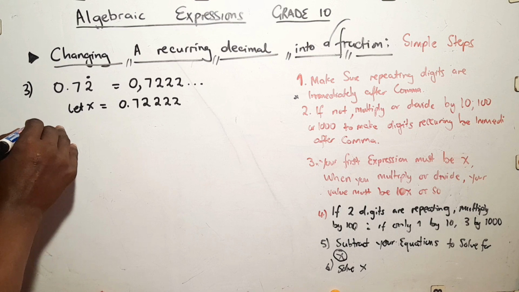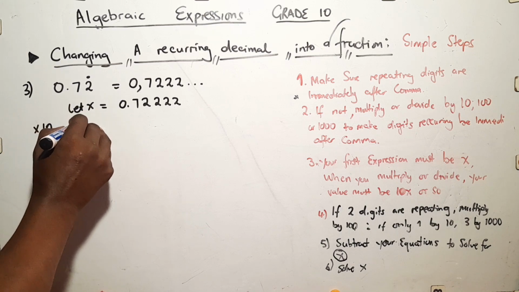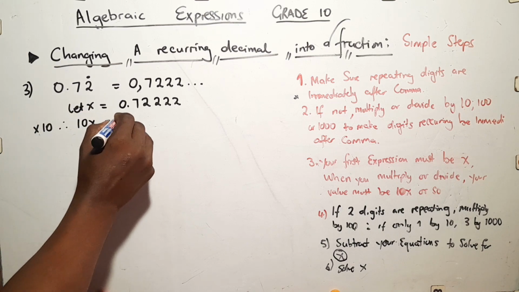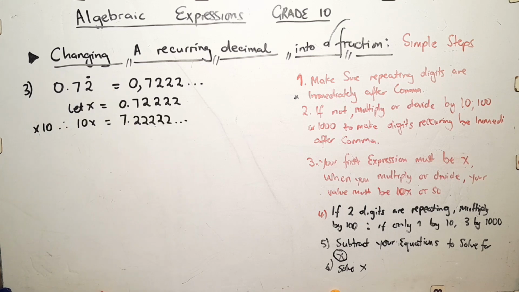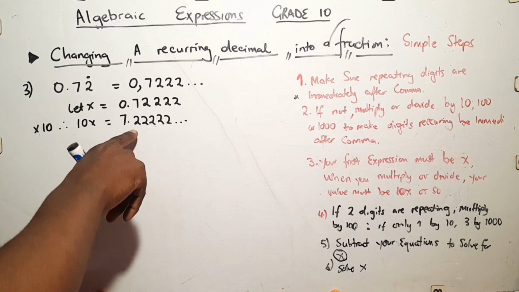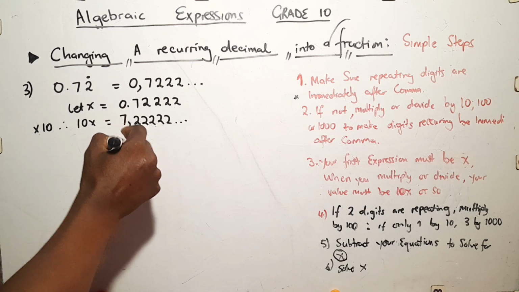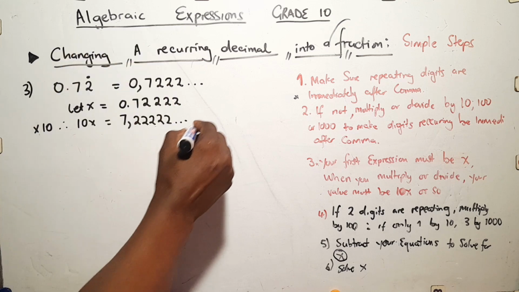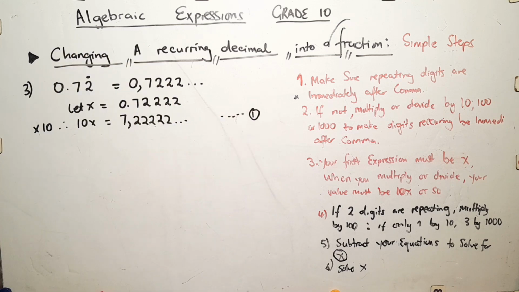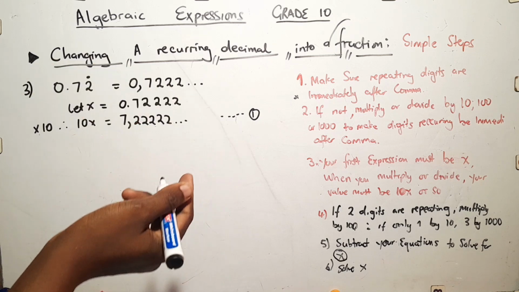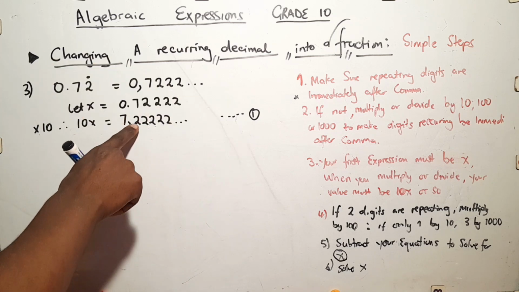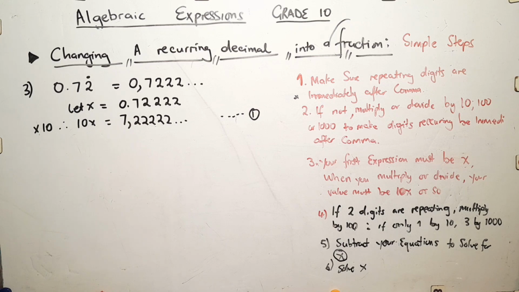So it means that we can multiply by a 10 to make this move one step that side. So if we multiply by 10, it means that this becomes 10x being equals to 7.2222 and so on. So now when it is like this, just because we're having our first digit after the comma, the digit that is recurring, it is immediately after the comma. Now we can call this our equation 1. So now let's see. How many digits are recurring? Only one digit is recurring, it is 2.